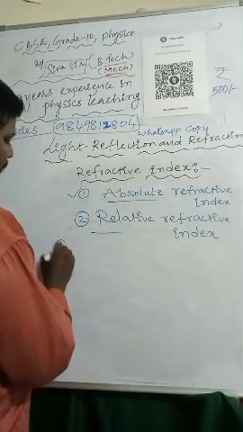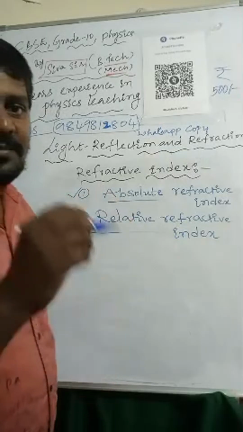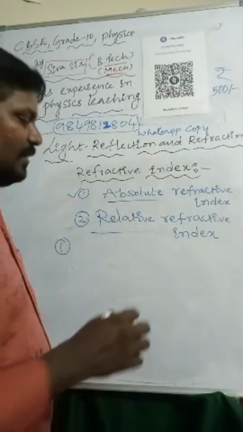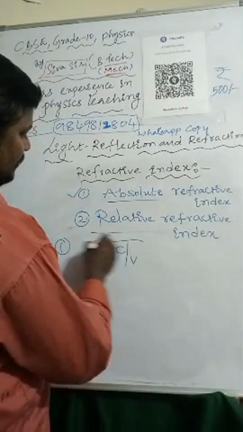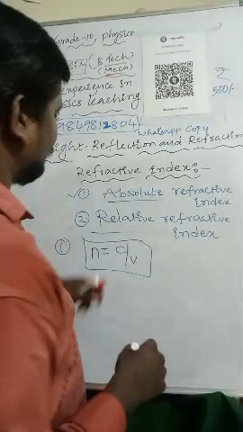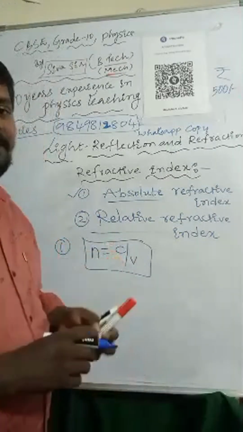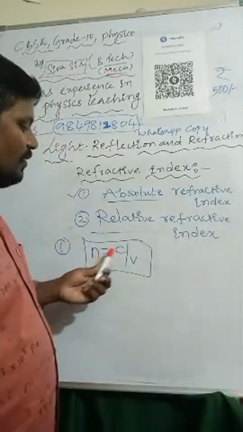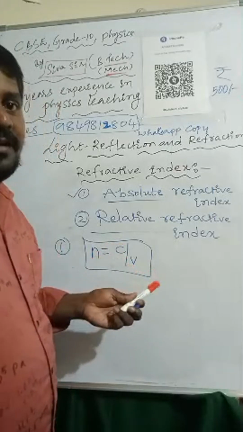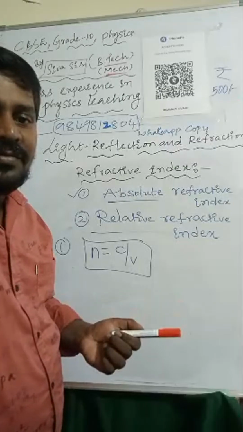So what is the first one? Absolute refractive index is nothing but n equal to c by v. N equal to c by v. So the ratio of speed of light in vacuum to speed of light in medium. That is nothing but absolute refractive index.